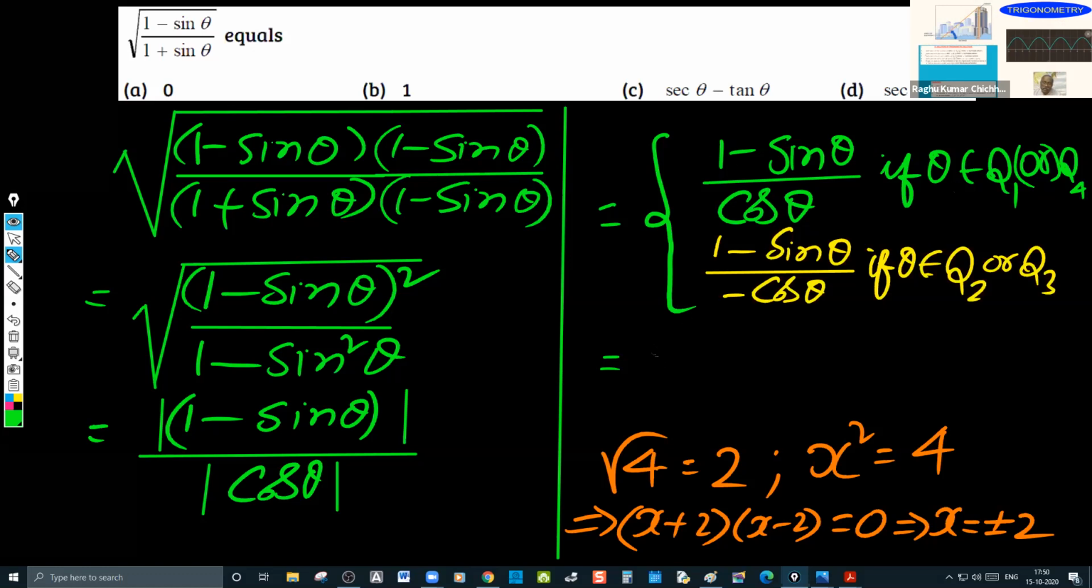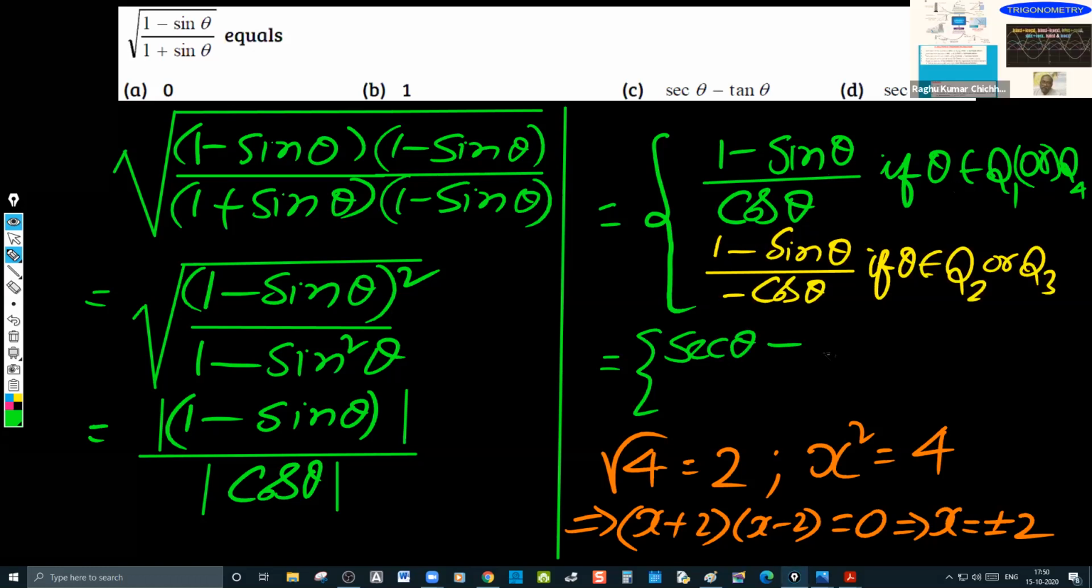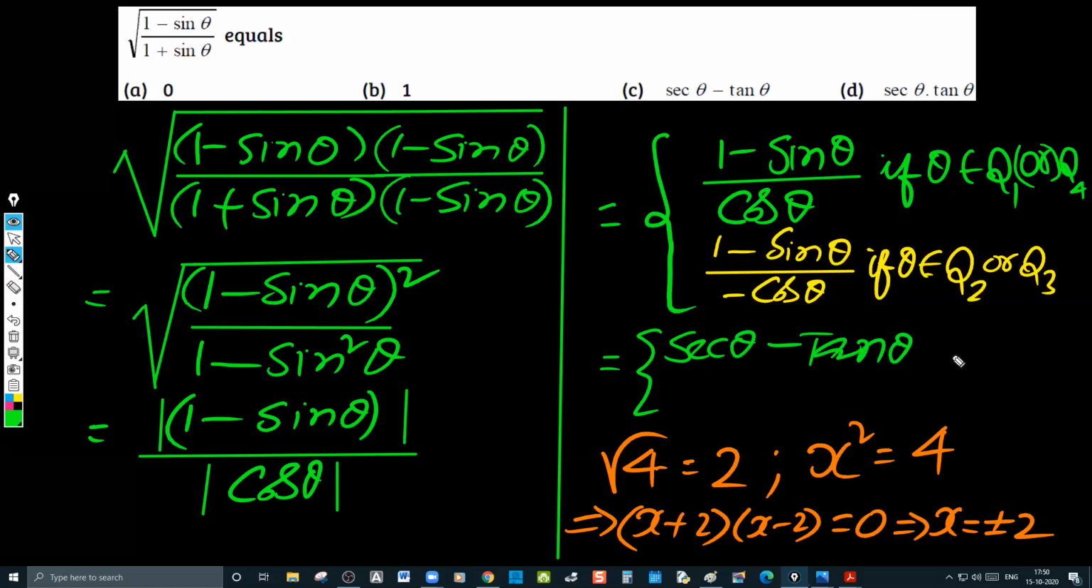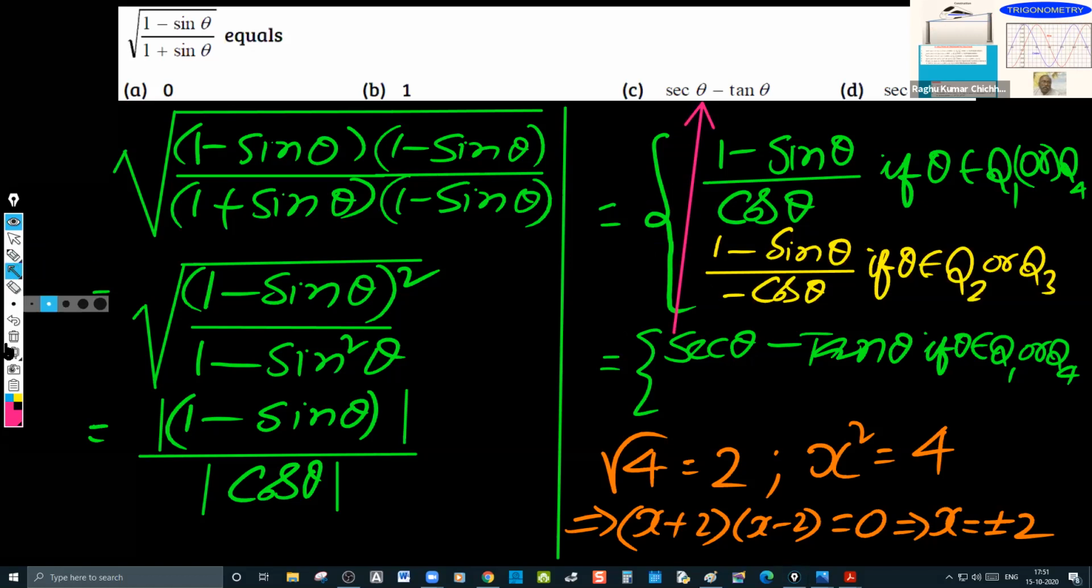What is 1 by cos theta? Secant theta. Minus sin theta by cos theta, tan theta. So, in the continuation of a question, he must give us whether theta is lying in Q1 or Q4 or any other quadrants. This is the correct answer only when I'm telling you the correction of the question also. If he doesn't want to give anything, then he can give, no problem.